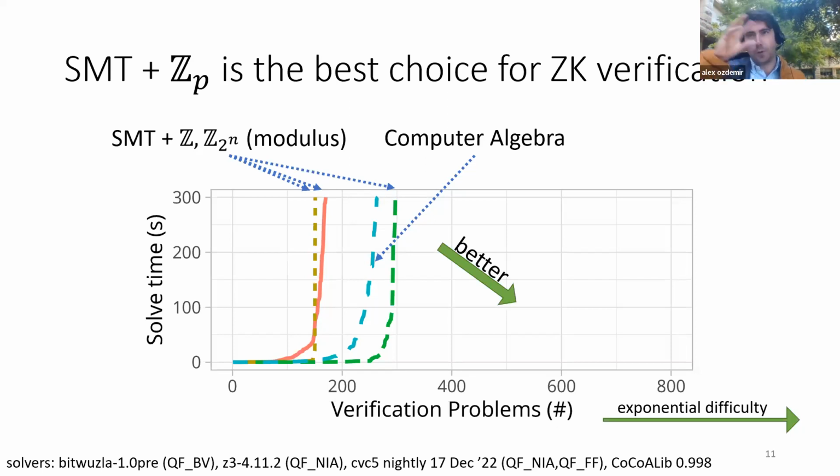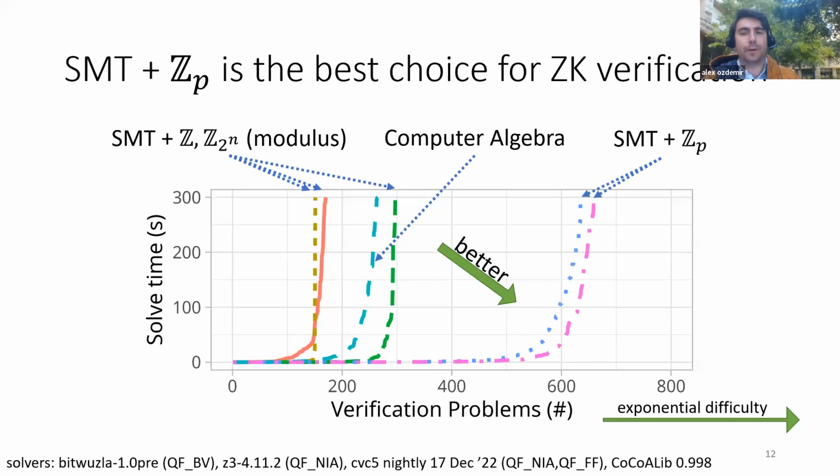But in some sense, what you want to do, of course, is bring the computer algebra style reasoning and satisfiability search together, and that's exactly what we're doing, and this ends up doing far better. So we can solve a lot more verification problems with this kind of combined approach.